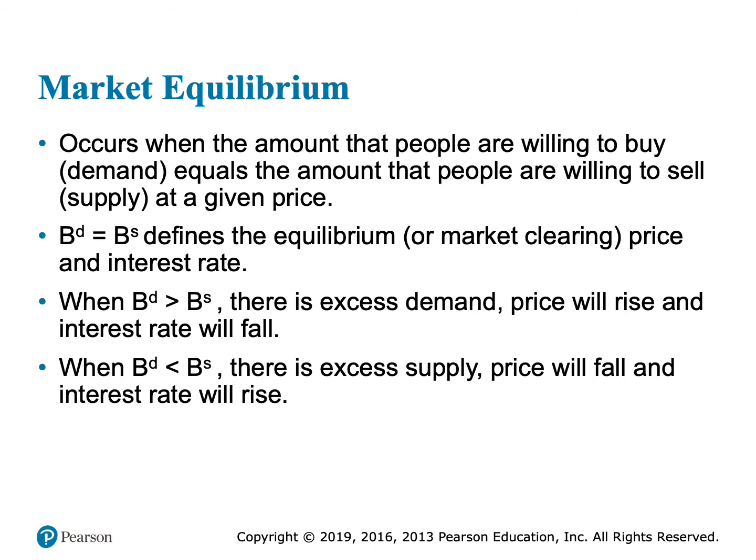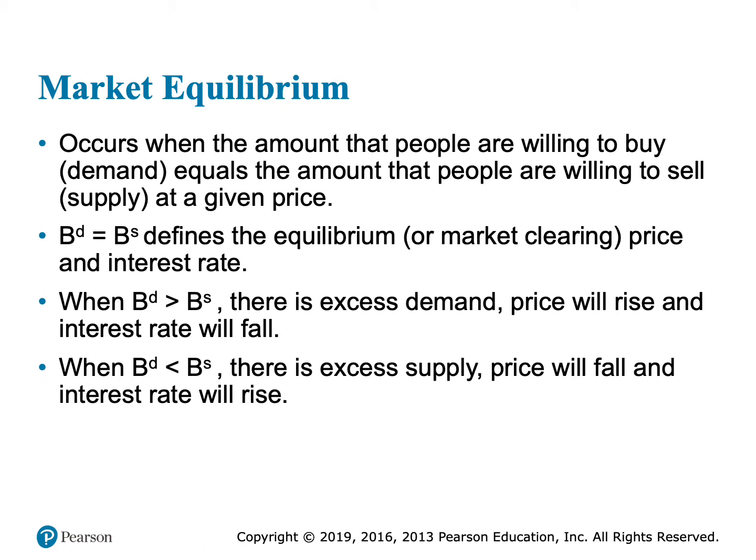When bond demand equals bond supply, this defines our equilibrium, or market clearing price and quantity. As we have our equilibrium price, we have an associated equilibrium interest rate. When we see excess bond demand, well, price is going to be bid up and the interest rate will fall, changing both bond demand and bond supply.